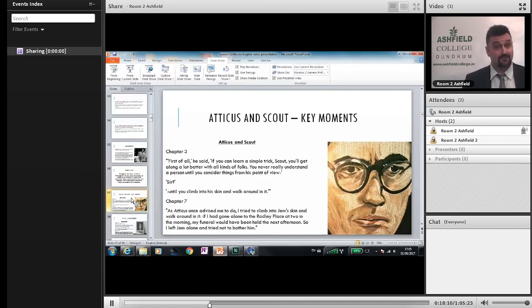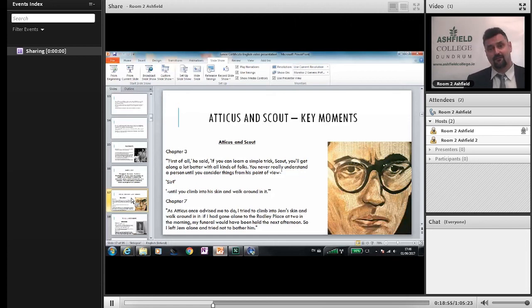So if you're to focus on key moments which clearly illustrate this relationship between father and daughter, Atticus and Scout, growing, you might talk about chapter 3, because a lot of the time in this novel, Atticus is deliberately trying to convey a moral message about the importance of having empathy and respect and respecting the dignity of other people. He's very much a democrat. First of all, he said in chapter 3, "If you can learn a simple trick, Scout, you'll get along a lot better with all kinds of folks. You never really understand a person until you consider things from his point of view, until you climb into his skin and walk around in it."